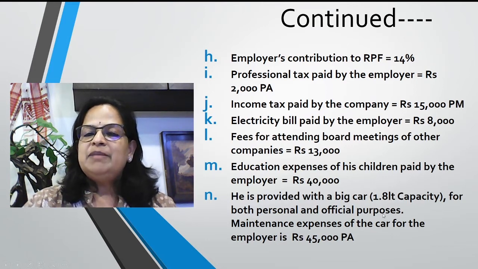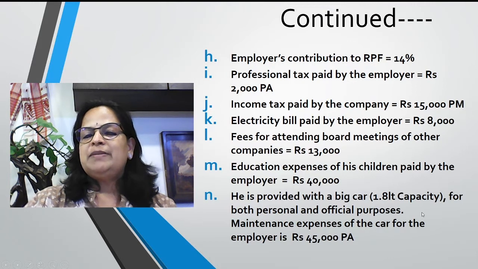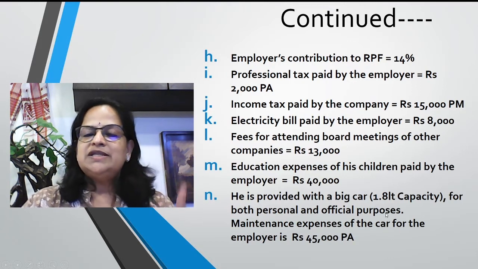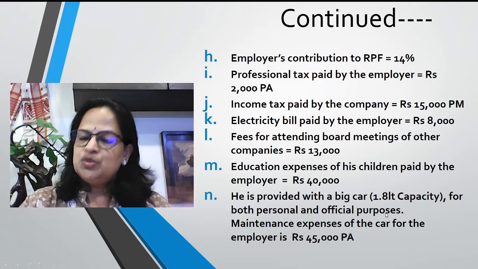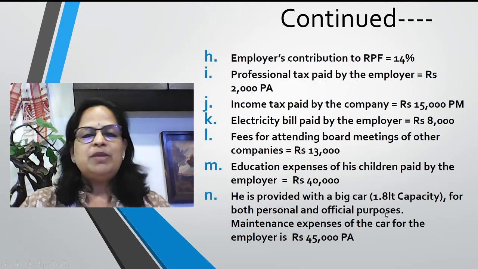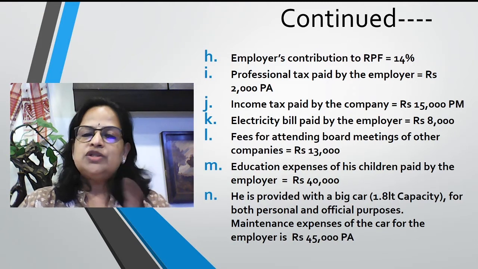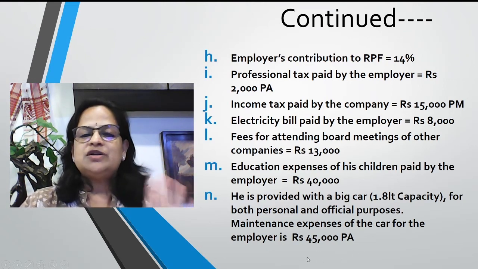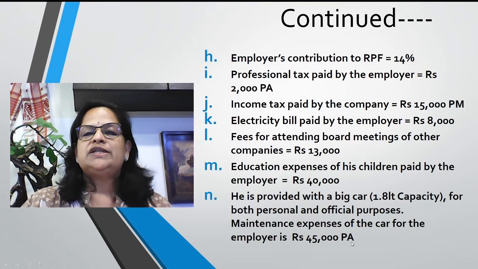He is provided with a big car, 1.8 liter cubic capacity, for both personal and official purposes. So you know that the rate is either 1,800 for a small car or 2,400 for a big car. This is a big car, so 2,400 per month. Maintenance expenses of the car by the employer are 45,000 per annum. This we don't have to consider at all. This is just to confuse the students.